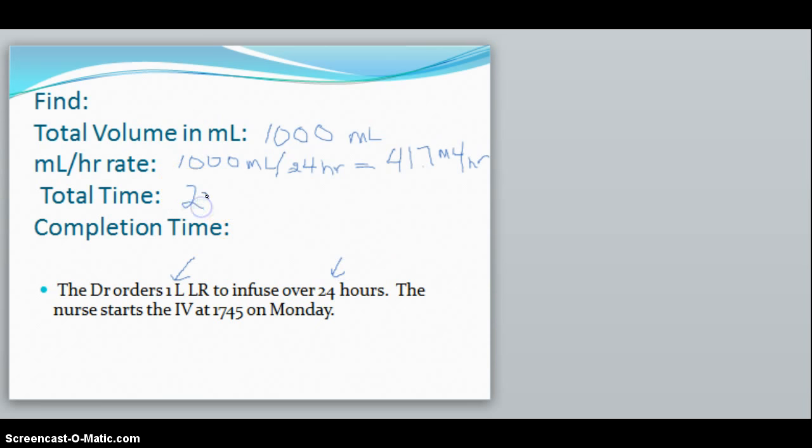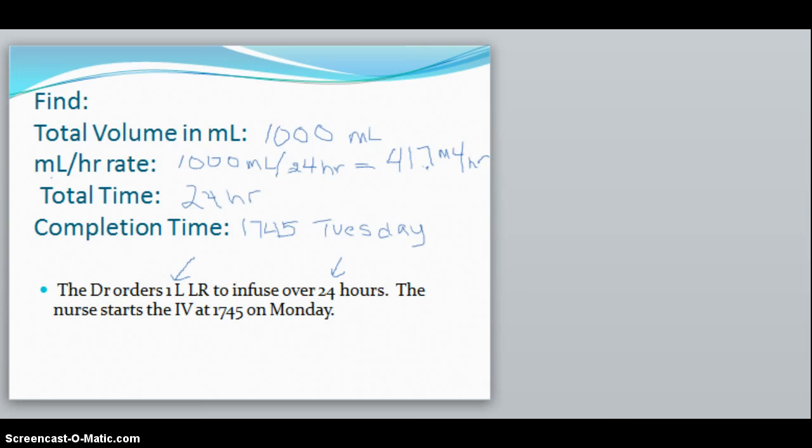And then the total time, well, the total time is given in the problem as well, so that's 24 hours. And then we're asked for the completion time, and this is also a very easy problem. It started on Monday, 24 hours later would be 17:45 on Tuesday. So math in these problems, not bad at all. Just a matter of looking at what rate is asked for and then plugging in the pieces with the right labels. Make sure that we're rounding correctly to the tenths place.